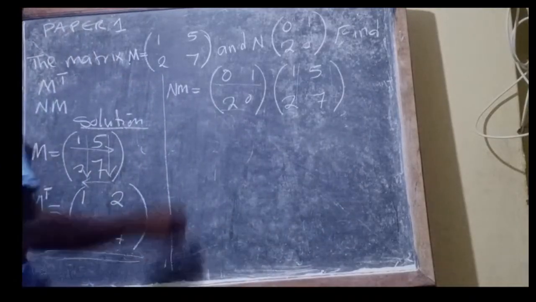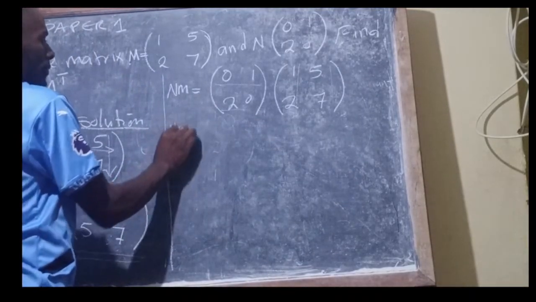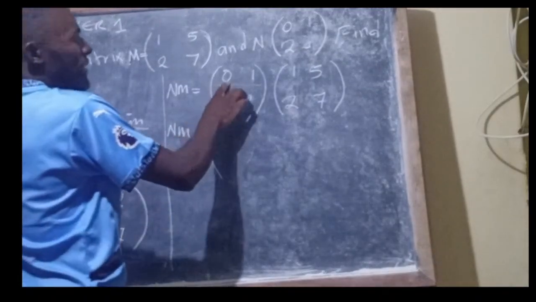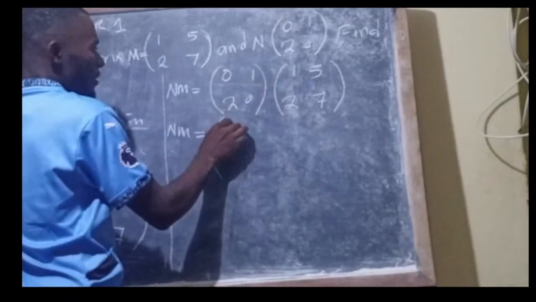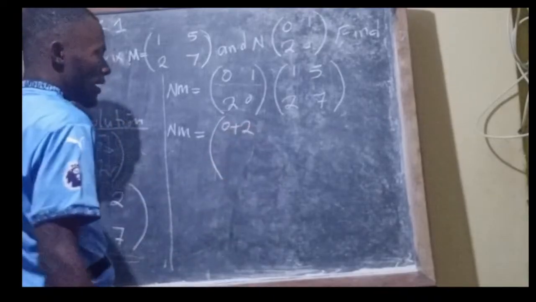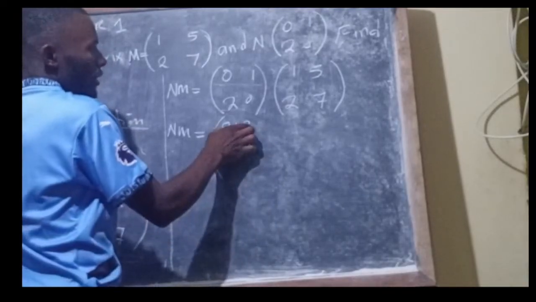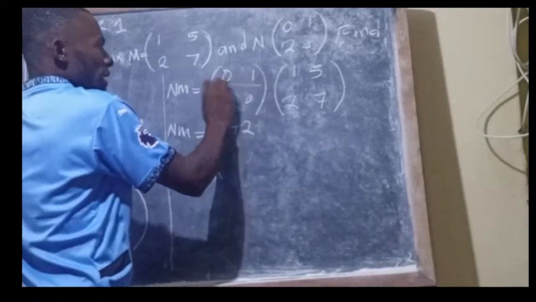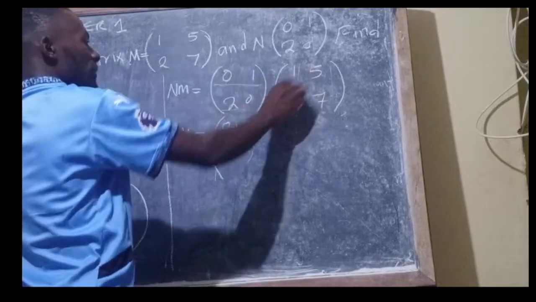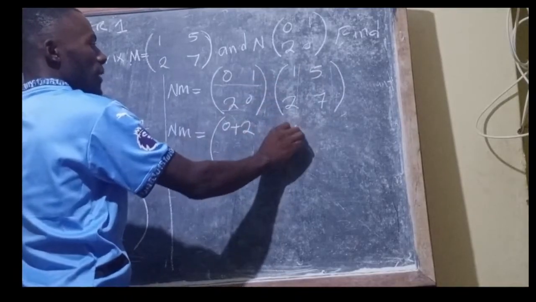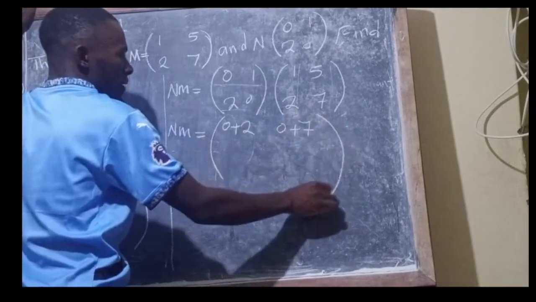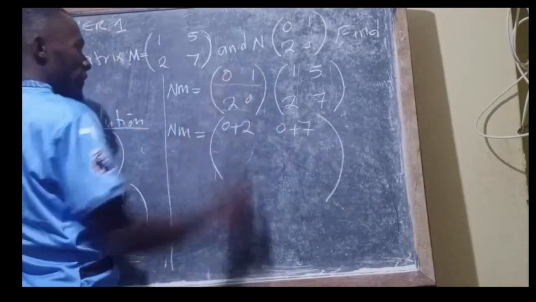Just like that. So NM is equal to, I'm going to multiply 0 times 1, it is 0, plus 1 times 2, that is a 2. So we are done with the first one. We shall use the same first row with the second column, so we have 0 times 5, you are going to have 0, plus 1 times 7, you are going to have the 7. So we are done with the first row.